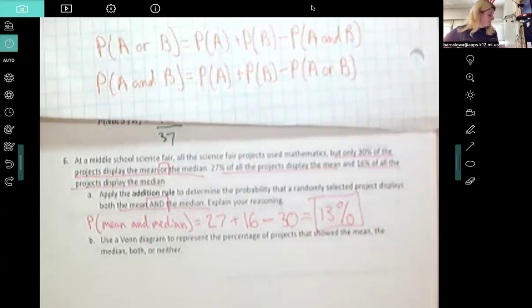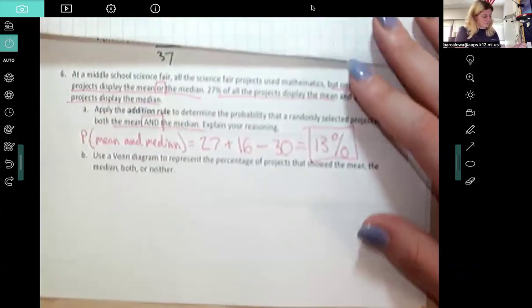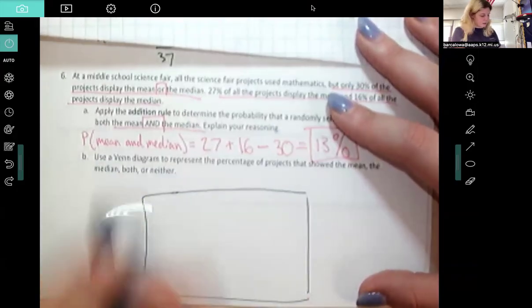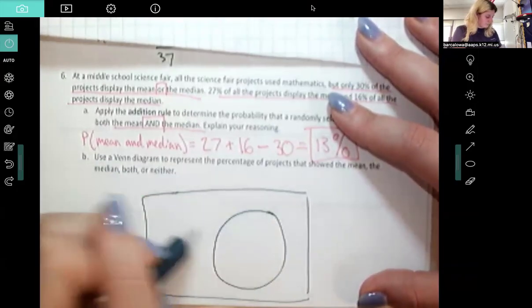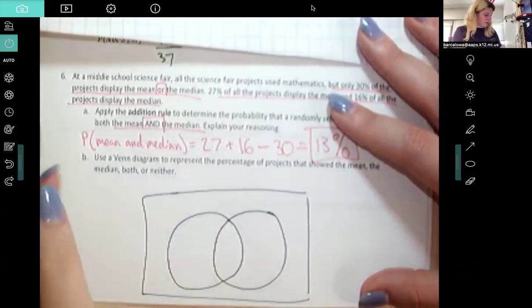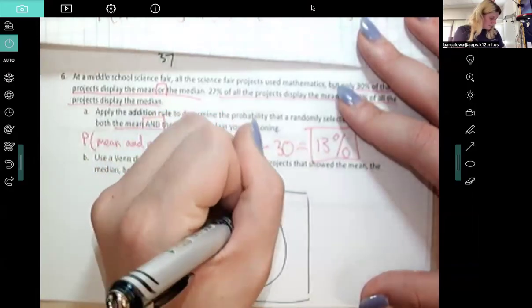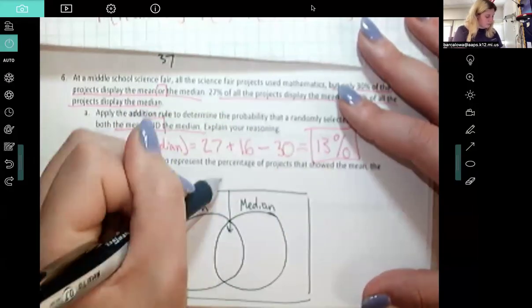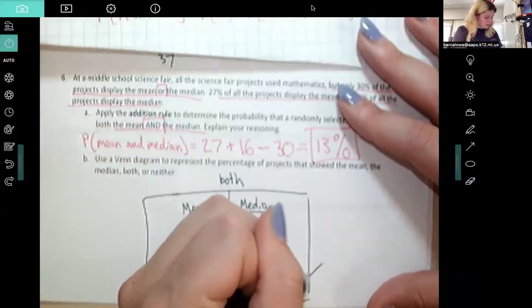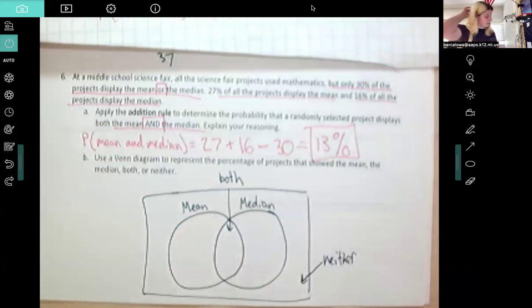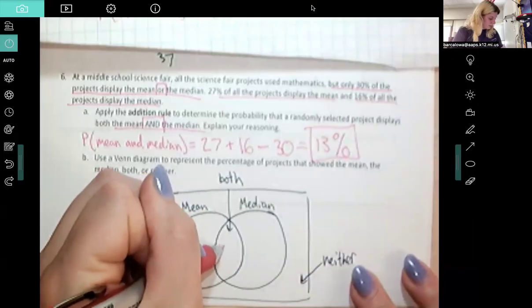Okay, use a Venn diagram. Let's do it. Be sure to put your Venn diagram in a little box here so we can put the outside part. So let's say mean, median. This is both. And this over here will be neither. So mean and median, that is our 13%.